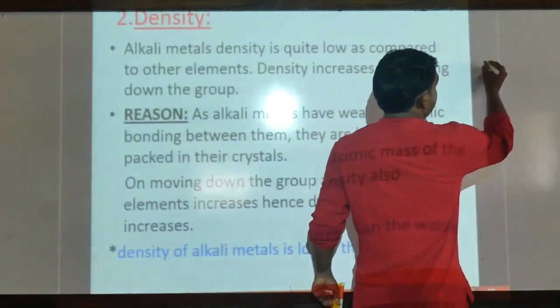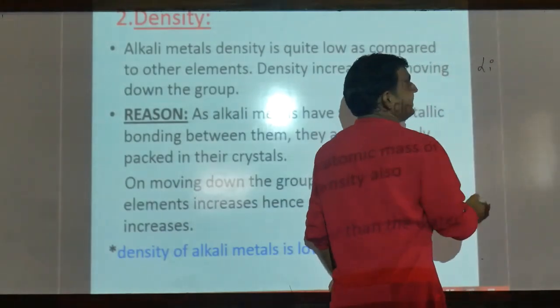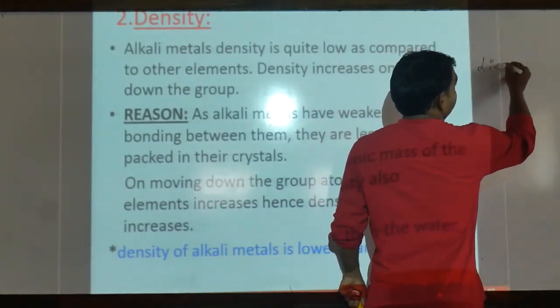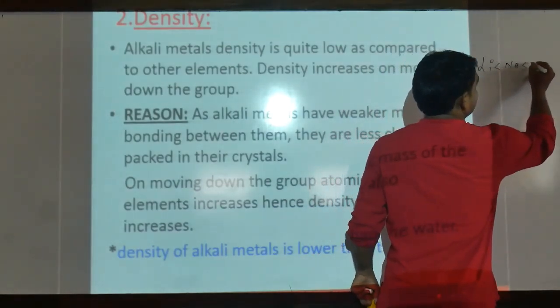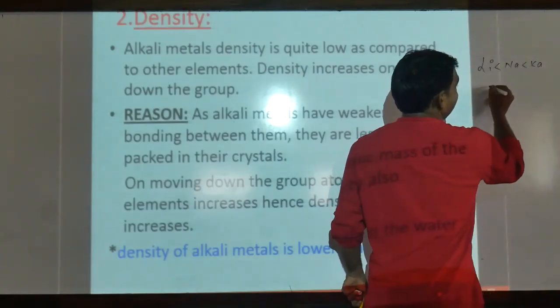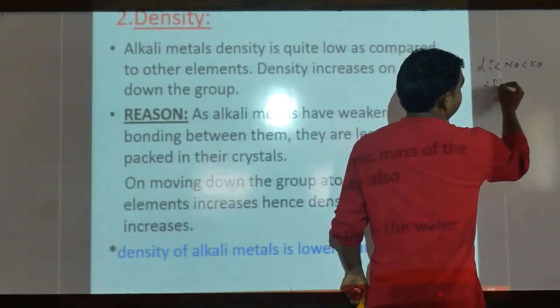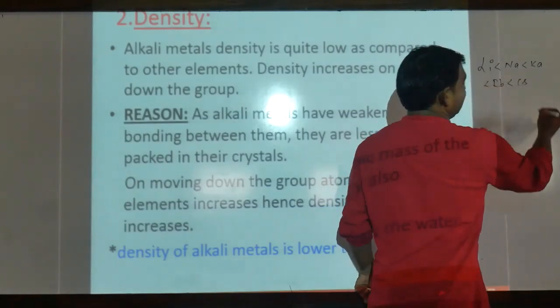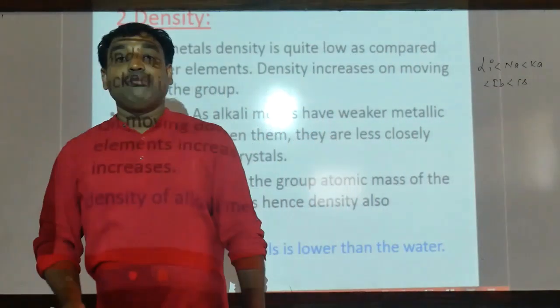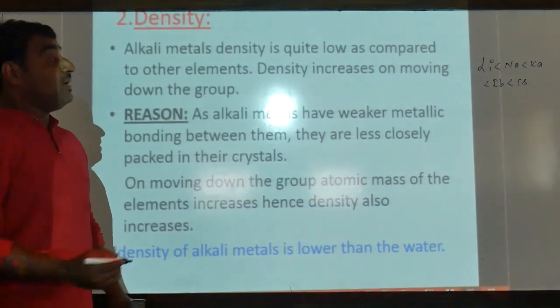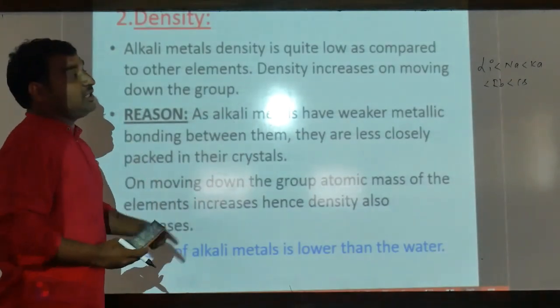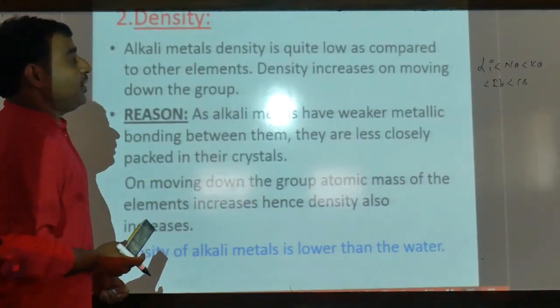It means lithium is less dense than sodium, sodium is less dense than potassium, potassium is less dense than rubidium, and rubidium is less dense than cesium. It means cesium is the densest among the first group elements. It increases from top to bottom in the periodic table.